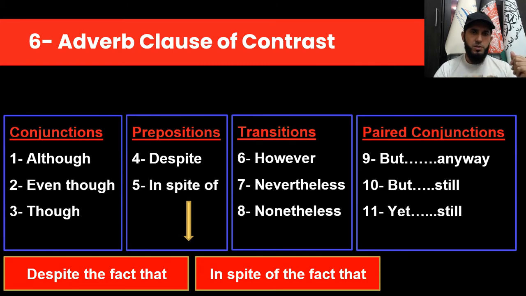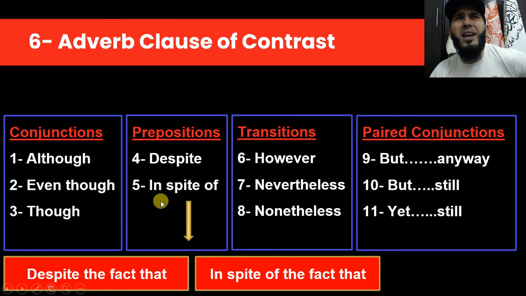Now prepositions. Despite having a problem, he went to his office. In spite of having a problem, he went to his office. Or you can change the positions of the main clause, the independent clause, in this phrase. He went to his office despite having a problem. See, prepositions are used in prepositional, adverb phrases, not clauses. Okay, so despite having a problem, he went to his office. Okay, or in spite of.